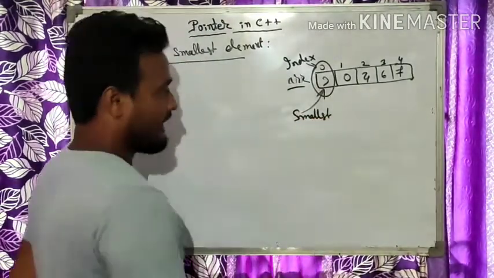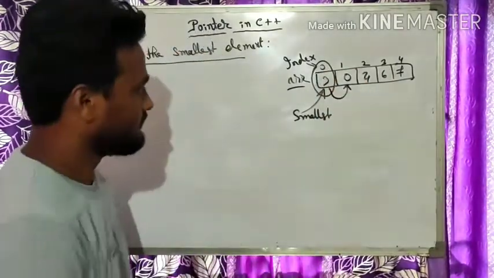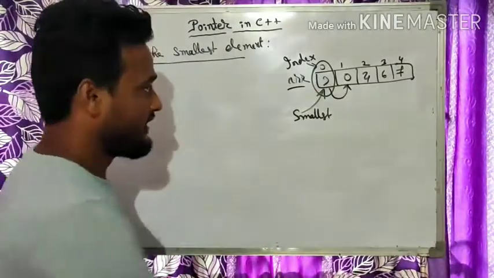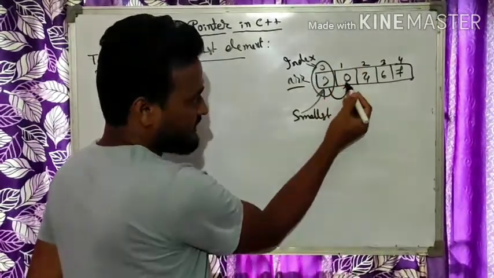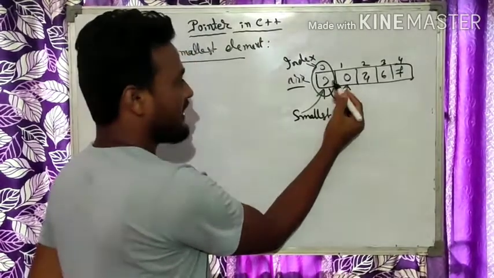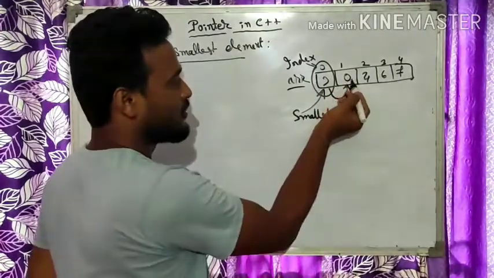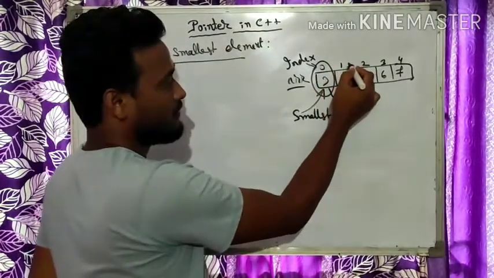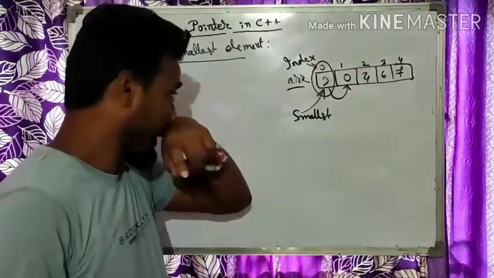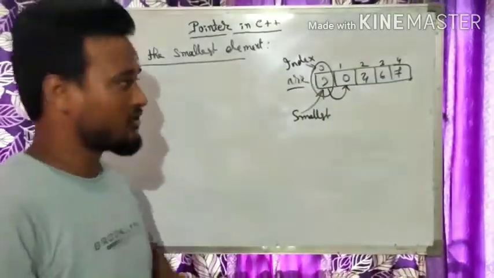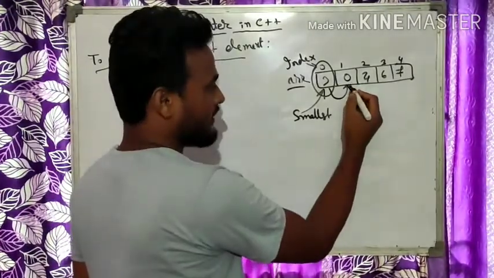Then we'll compare this element with the next element, that is the second element. If the second element is smaller than the first one, we will exchange the value. That means 0 will come here and this will go to the next step. This can be done using the swapping concept. Again, if you are not getting the smallest, you can proceed.